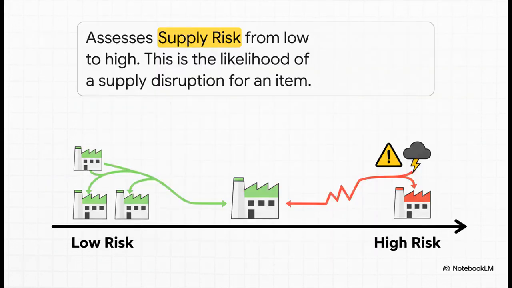Then you've got the horizontal axis, which is all about supply risk, again, from low to high. This is pretty much what it sounds like. How hard is it to get this item? High supply risk could mean there's literally only one supplier on the planet who makes it. Super risky. Low risk, that means you could probably find 10 different suppliers before you finish your morning coffee. It's all about how vulnerable you are.